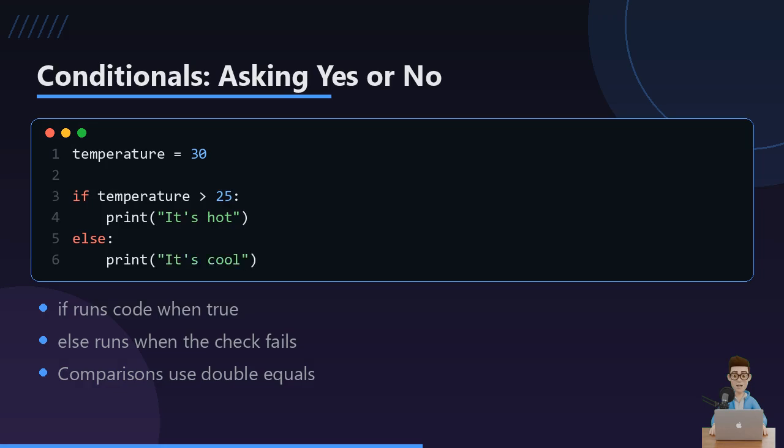Think of an if statement as a fork in the road. Your code asks a question and picks a path based on the answer. Here we check whether temperature is greater than 25. And since 30 is bigger, Python prints it's hot. Notice the colon and the indentation. Python uses spacing instead of curly braces to know what belongs to the if block. In short, if and else let your program make decisions.